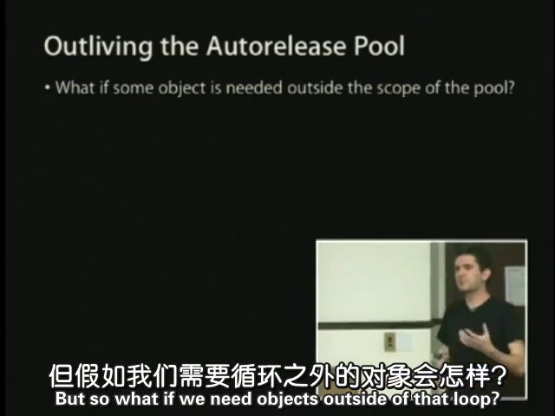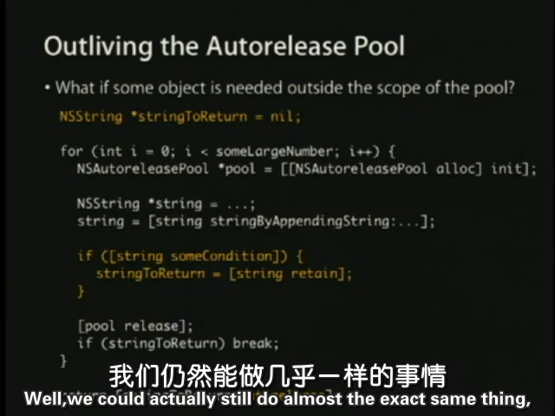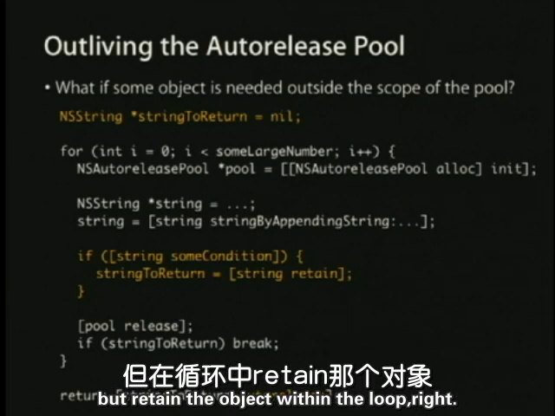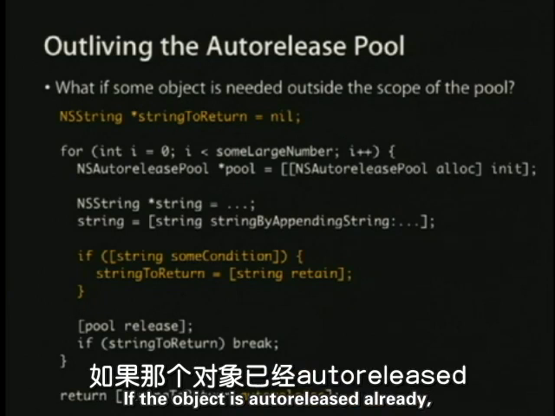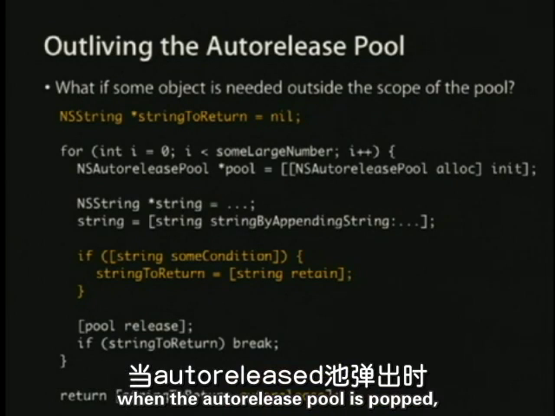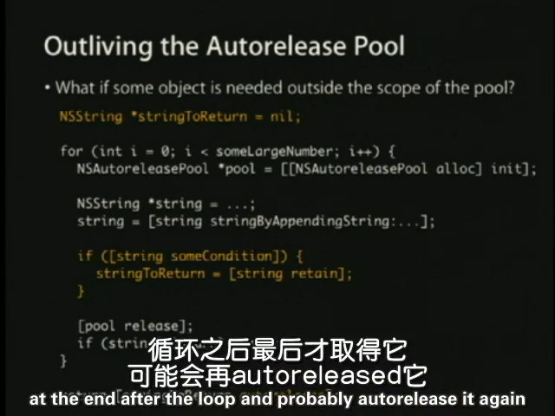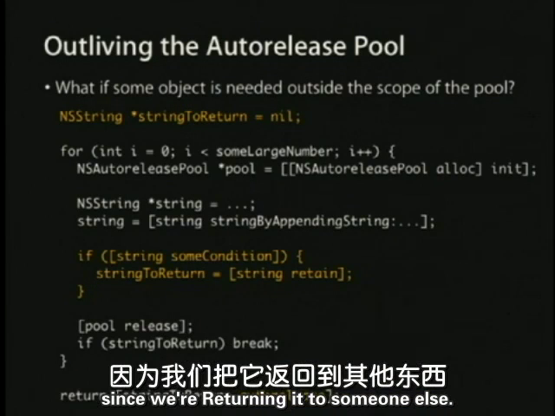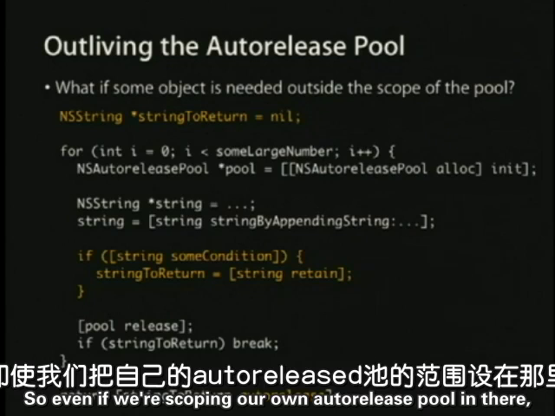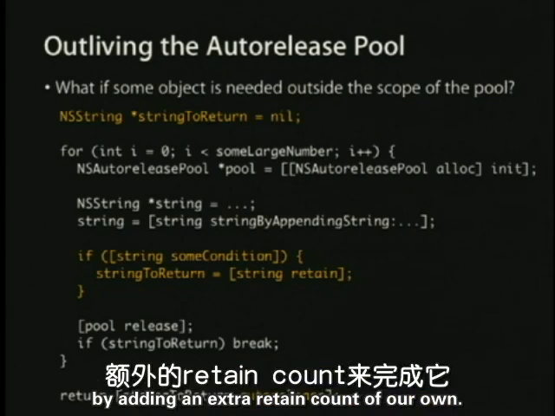But what if we need objects outside of that loop? Well, we could actually still do almost the exact same thing, but retain the object within the loop, right? If the object is auto-released already, if we put an extra retain count on it, when the auto-release pool is popped, that retain is still going to be there, so we can get to it at the end after the loop and probably auto-release it again since we're returning it to someone else. So even if we're scoping our own auto-release pool in there and we've got some auto-released object that we want to hang on to, we can still do that just by adding an extra retain count of our own.